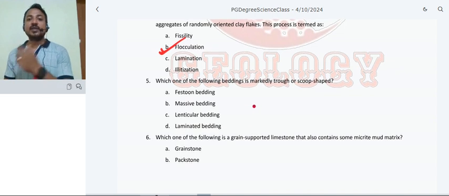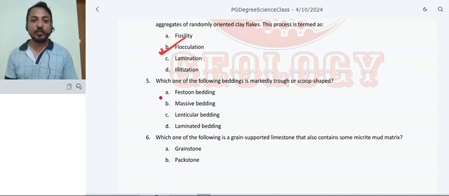Which one of the following beddings is marked by trough or scoop shape? It is festoon bedding. It is the other name for trough cross bedding.